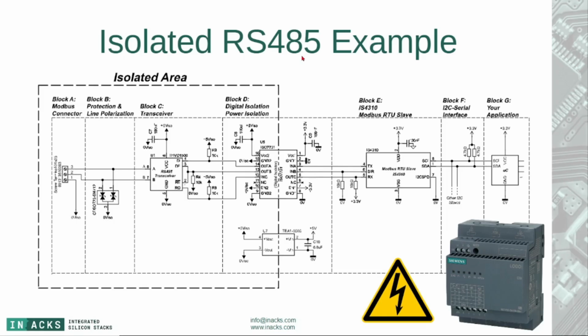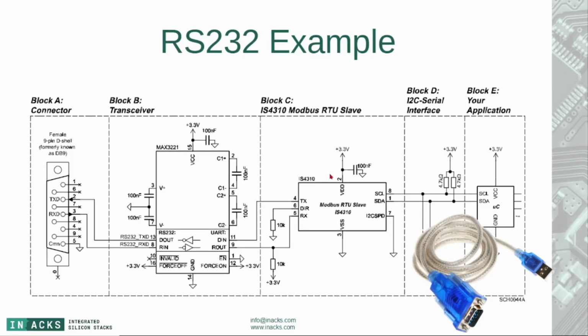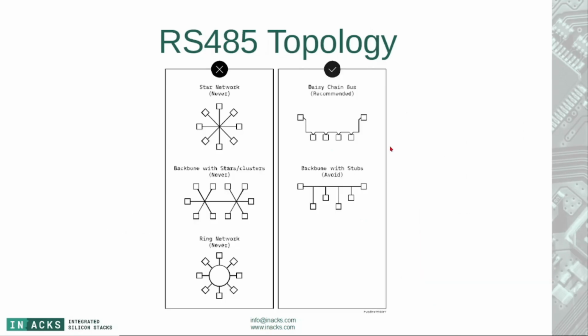This is the same RS485 schematic, but in this case an isolated one, for noisy electrical environments like factories or places where the power lines are full of inductive loads. And this is the typical RS232 example, a classical Modbus application. And remember, RS485 loves daisy chain topology, so stick to daisy chain connections and avoid experimenting with the rest. Stubs are also allowed, but it's preferred not to have them.